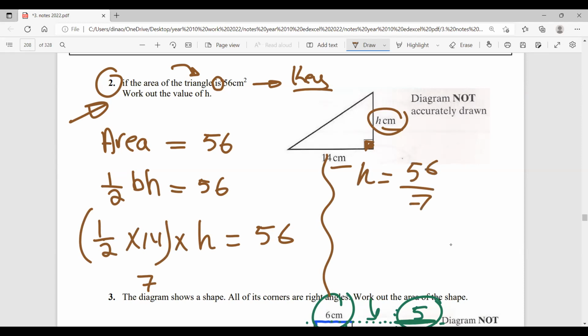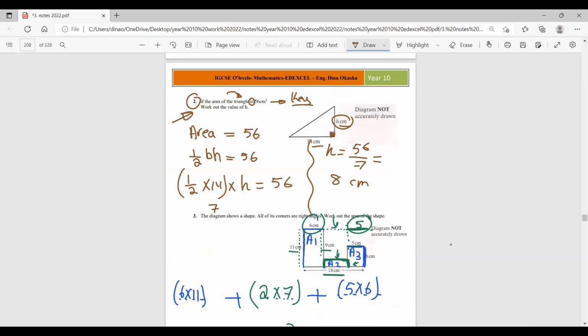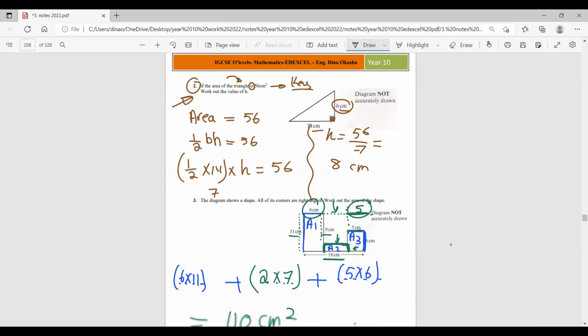I can't tell you, sometimes I'm a bit doubtful of myself with the multiplication table. So the height is 8 centimeters. And this is the idea that I wanted to introduce to you: sometimes you have to create an equation by the rule, or just substitute in it straight away.